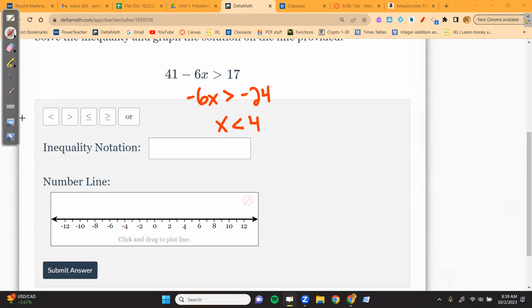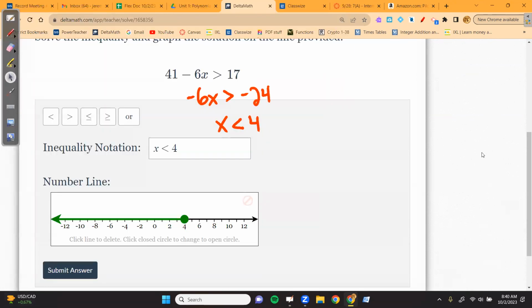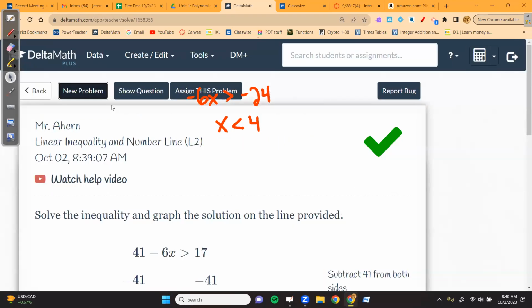So on this one, again, I'm just going to type it in. x is less than 4. And then I'm going to go down to the number line, make sure I go to positive 4, and I'm going to drag to the left. Do you like my graph? No. It's got to be an open circle. So you just click it, and that changes it for you, right?